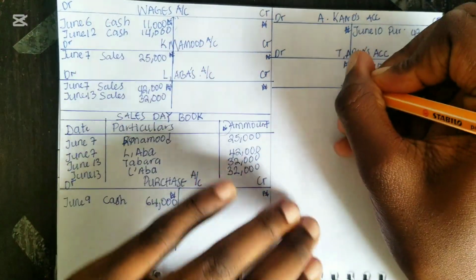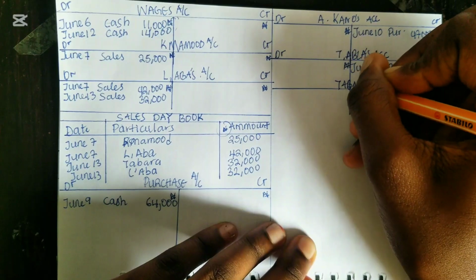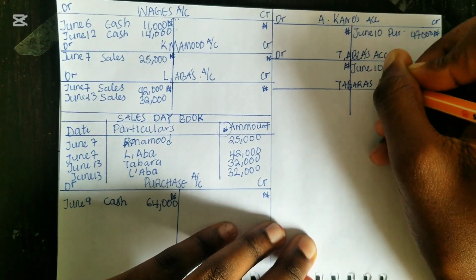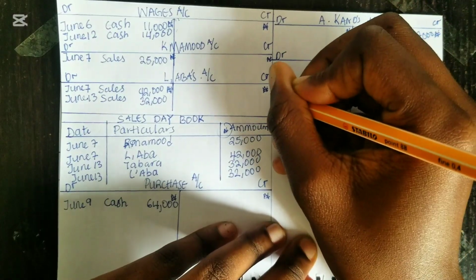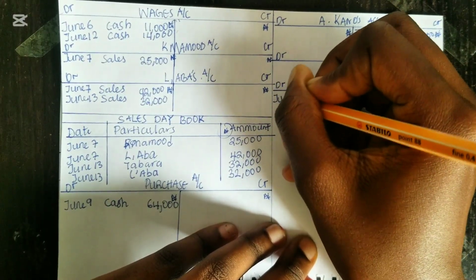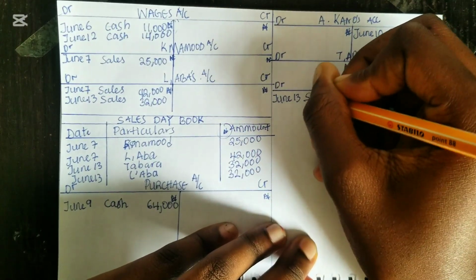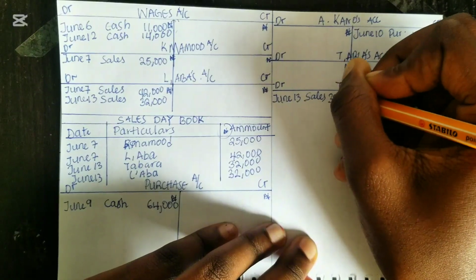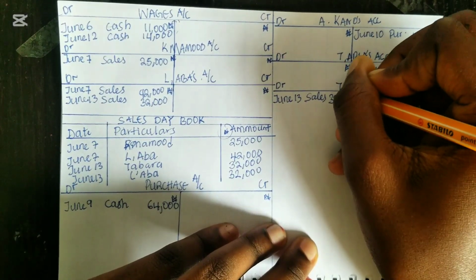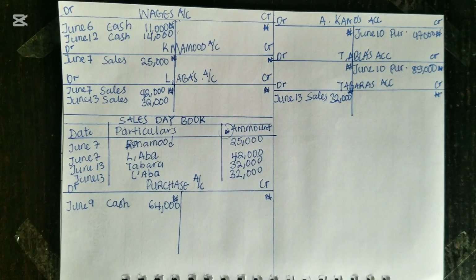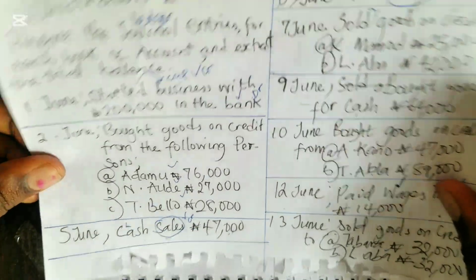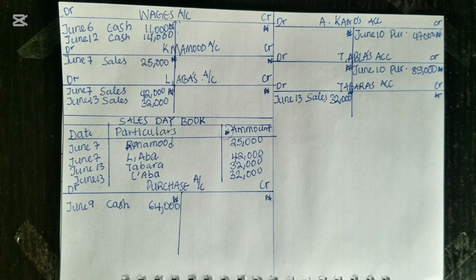So we're going to write Tabara's account, credit, debit. So we have what? It's June 13, and we're going to write sales, then 32,000 naira. So we are done with June 13. So the next thing we are going to move to is what?